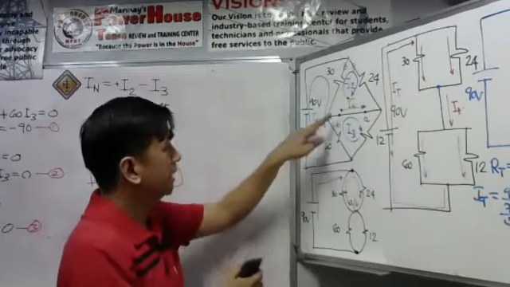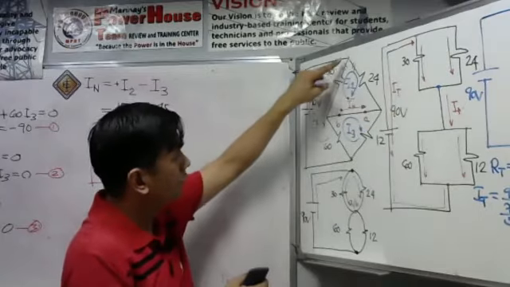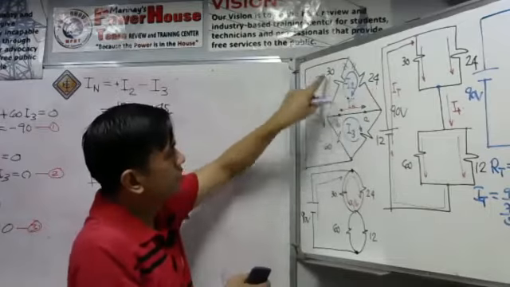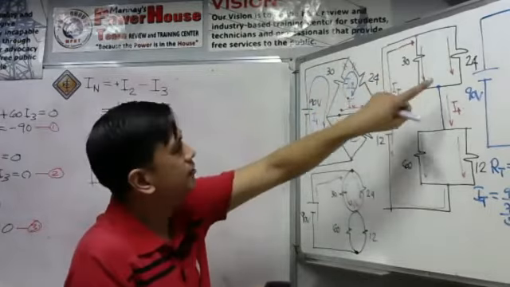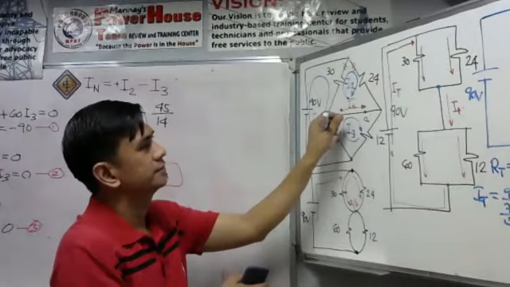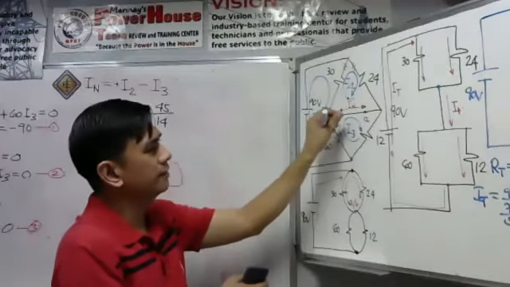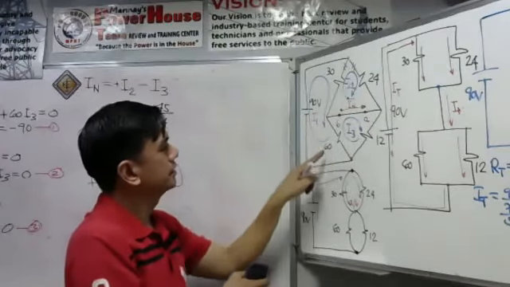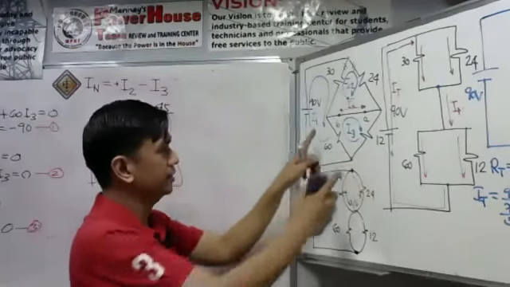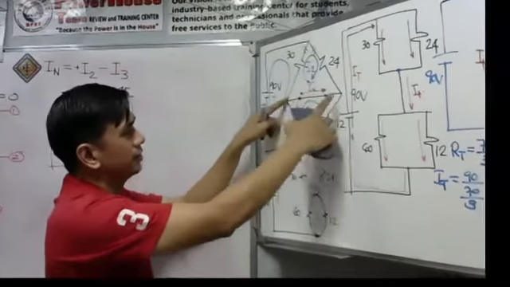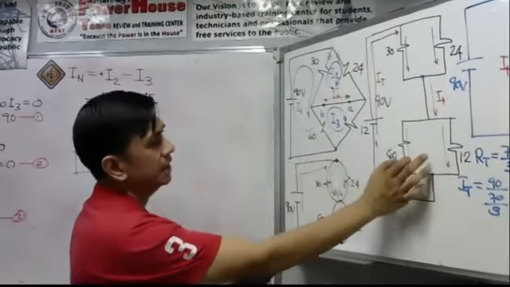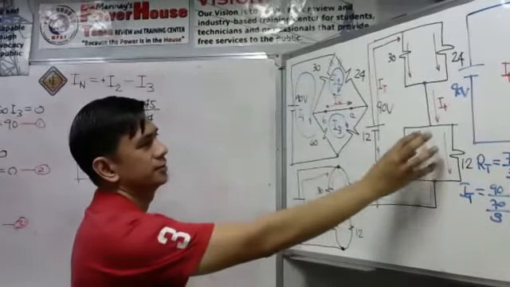Because this is just a node. This conductor is a node. We have 30 and 24, so 30 and 24 are just connected in parallel. And 60 and 12 will also be connected in parallel because this is just a conductor. So they are connected in parallel here.